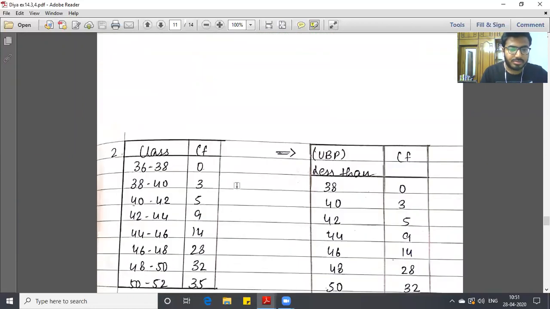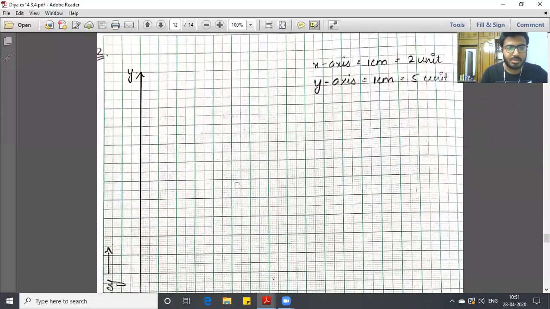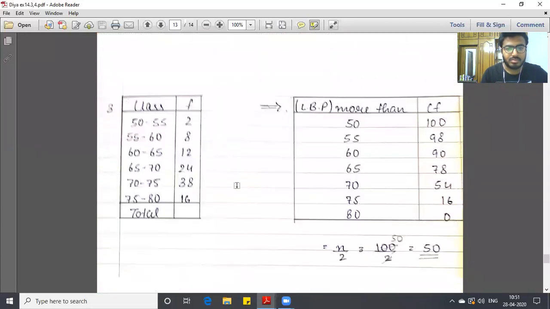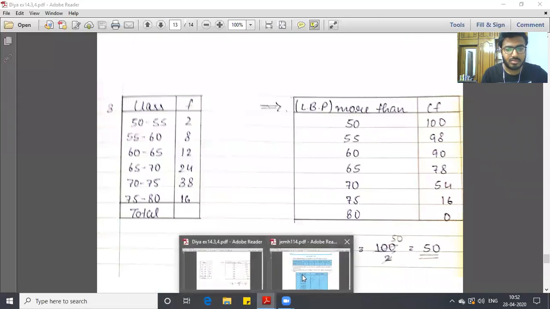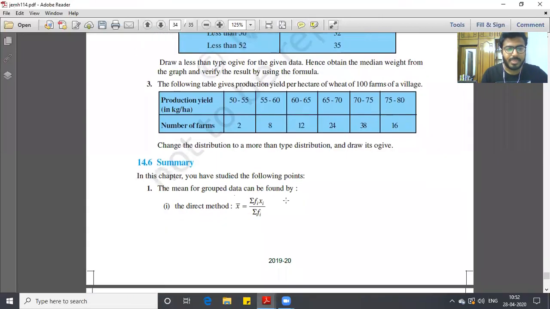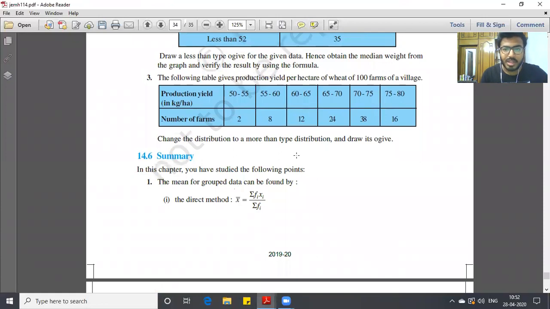Now going into the last one, that is the more than type. Remember to first revise the last video on how we are doing the more than type. Now look here: the following table gives the production yield per hectare of wheat of 100 farms of a village. The production yield 50 to 55 kg per hectare is in how many farms? 2 farms. In the same way 55 to 60, up to 75 to 80, and the number of farms is also given.